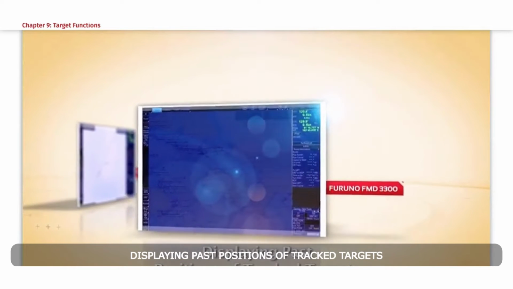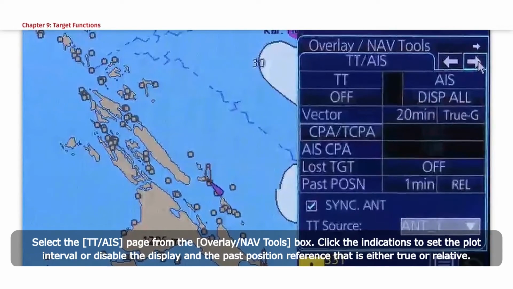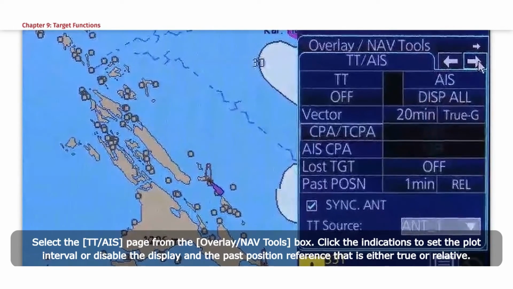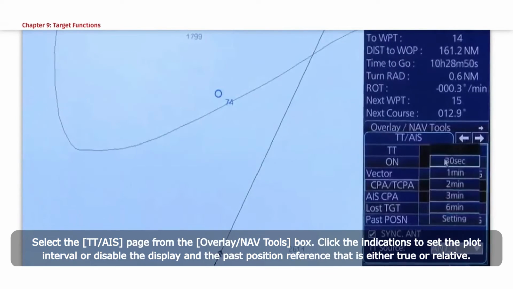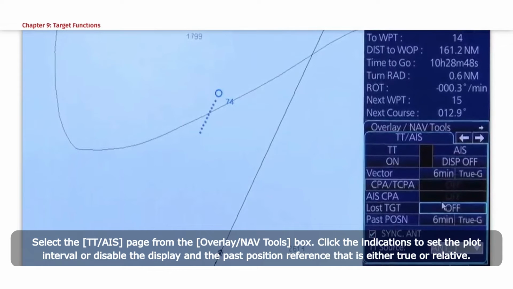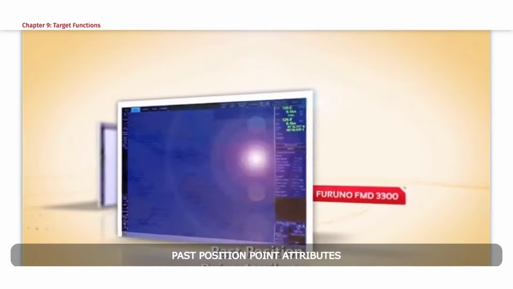Displaying past positions of tracked targets. Select the TT or AIS page from the Overlay or NAV Tools box. Click the indications to set the plot interval or disable the display, and the past position reference, which is either true or relative. Past position point attributes.